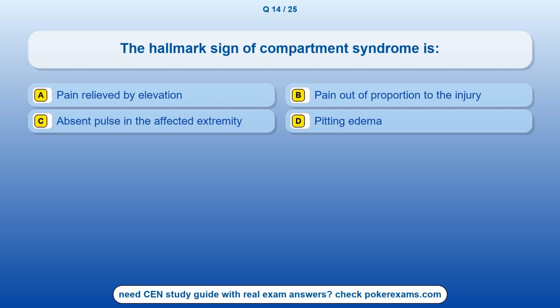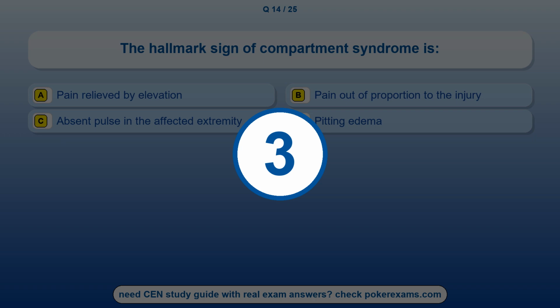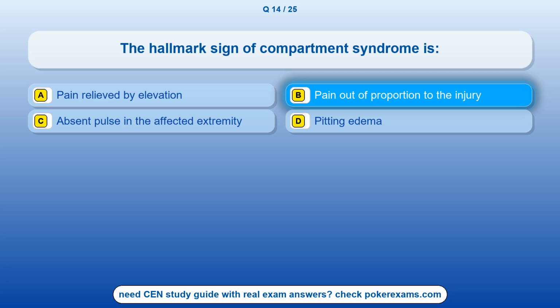Question 14. The hallmark sign of compartment syndrome is option A, pain relieved by elevation. Option B, pain out of proportion to the injury. Option C, absent pulse in the affected extremity. Option D, pitting edema. The correct answer is option B, pain out of proportion to the injury.